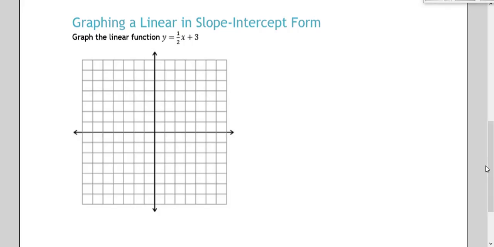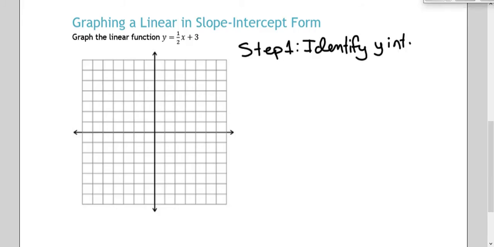Graphing a linear function in slope-intercept form. So when we are graphing in slope-intercept form, I'm going to write out some steps for you here, and we're going to follow those. So the first step should be identify the y-intercept. So our y-intercept in y is equal to 1/2 x plus 3 is right here. Okay? So we're going to plot that.